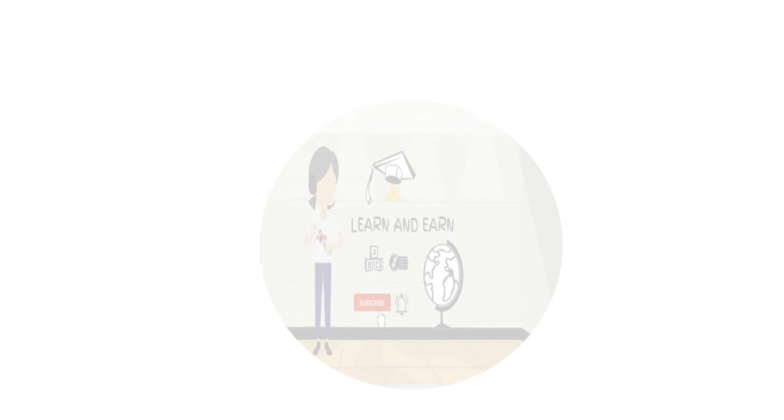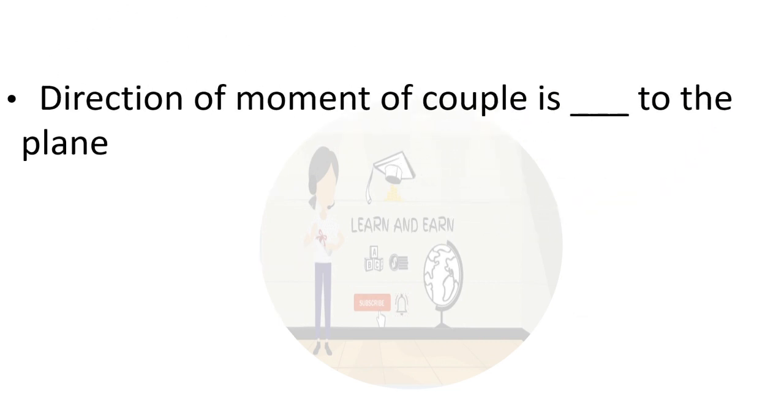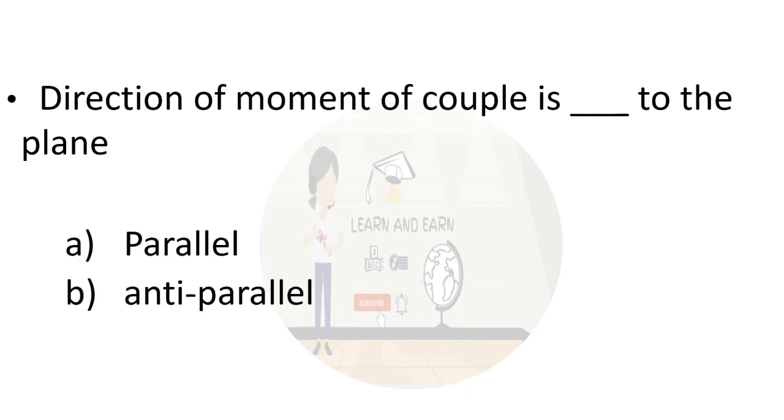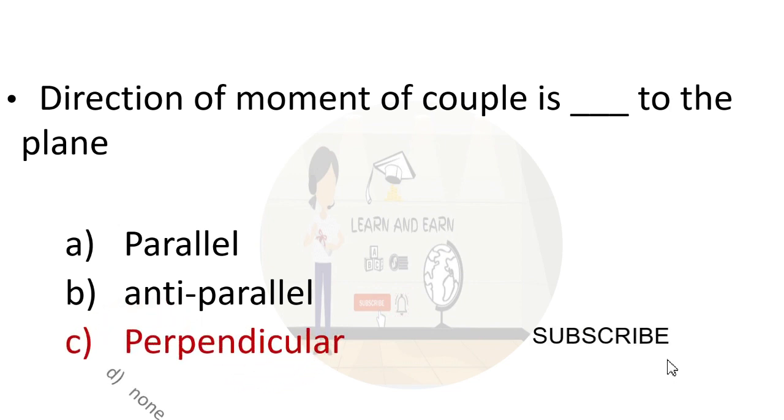The next MCQ is, direction of moment of couple is dash to the plane. Option A parallel to the plane, option B anti-parallel to the plane, option C perpendicular to the plane, option D none of them. The right answer is option C.